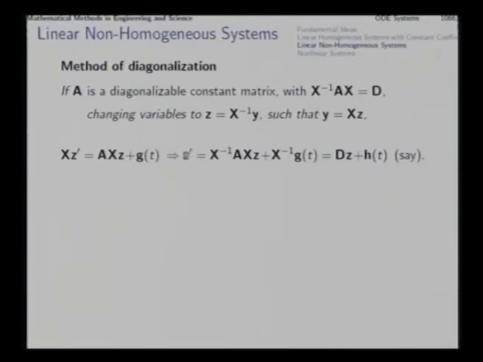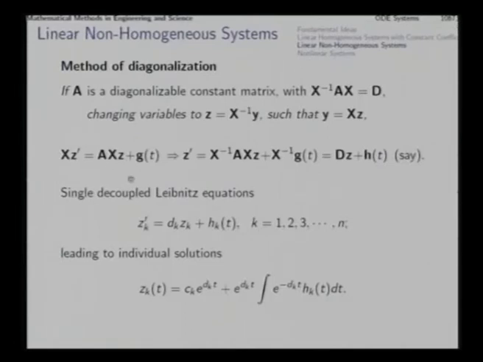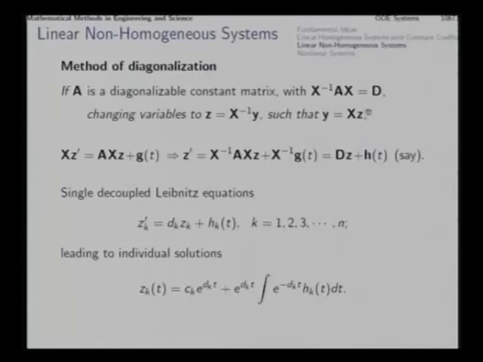Now, this equation Z prime is equal to DZ plus H(t), with this matrix D diagonal, what we have got is differential equations which are decoupled. That is, now we can write it term by term, component by component, and we will have single decoupled equations. Z1 prime will be d11 into Z1 plus H1, and so on. So, individual equations will get decoupled in this manner. So, each of these is a simple first order Leibniz equation, right. So, z_k prime is d_k z_k plus h_k. So, these individual Leibniz equations can be solved like this, which we studied a few lectures back. And then, after getting z1(t), z2(t), z3(t), and so on, the entire z(t), that vector function, is found, and that can then be multiplied with X, which gives us y(t). So, this is the method of diagonalization.